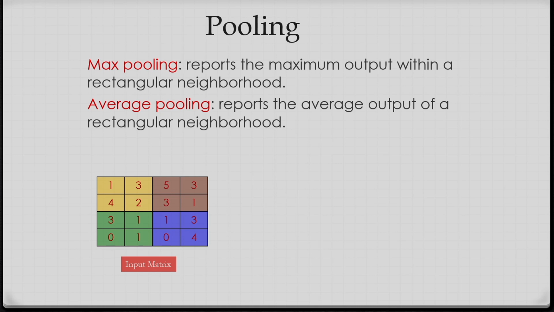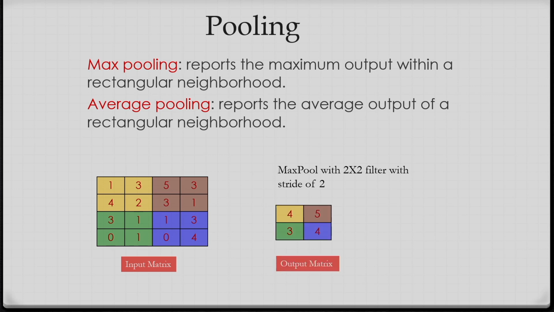In case of average pooling, what we have to do? Average output of a rectangular neighborhood we have to determine. Now I am only considering max pooling. Corresponding to this input matrix, the output matrix will be 4, 5, 3, 4, because corresponding to the first 2 by 2 neighborhood, the maximum value is 4. So that is why I am considering 4 here.